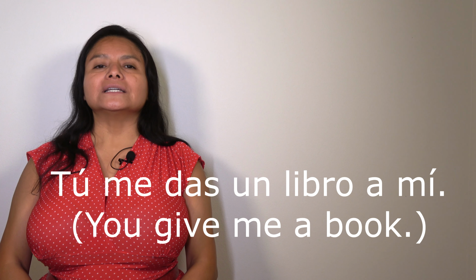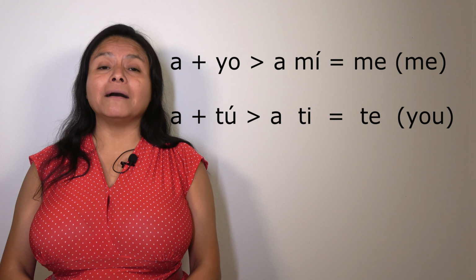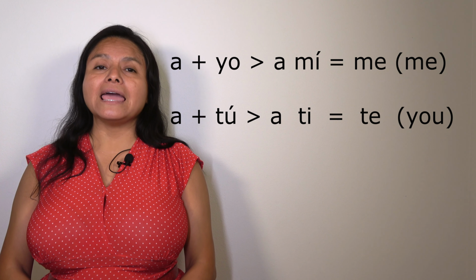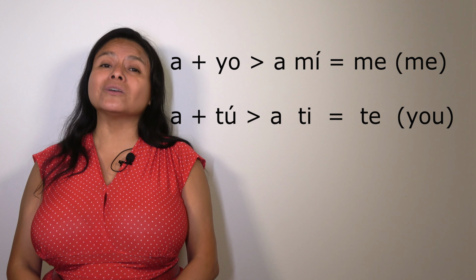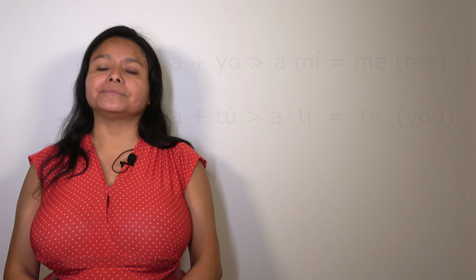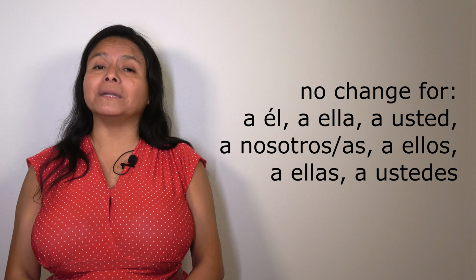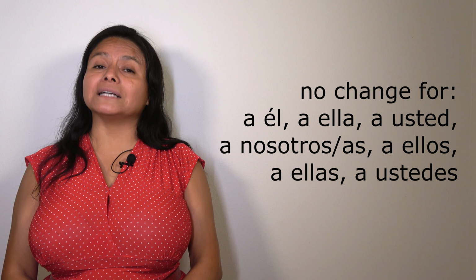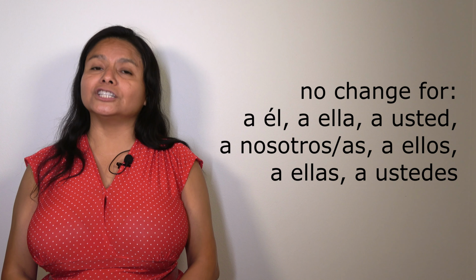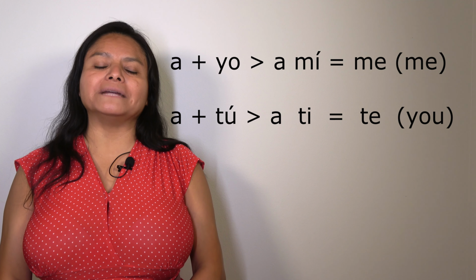A mí. In this lesson, we're also going to learn that the preposition a plus yo becomes a mí, m-i with a tilde. And the preposition a plus tú will change to a ti. But a plus él, a plus ella, a plus usted stays the same. A plus nosotros stays the same. A plus ellos, a plus ellas stays the same. Muy bien. There's no change, but only in a mí and a ti. Keep those in mind, por favor.